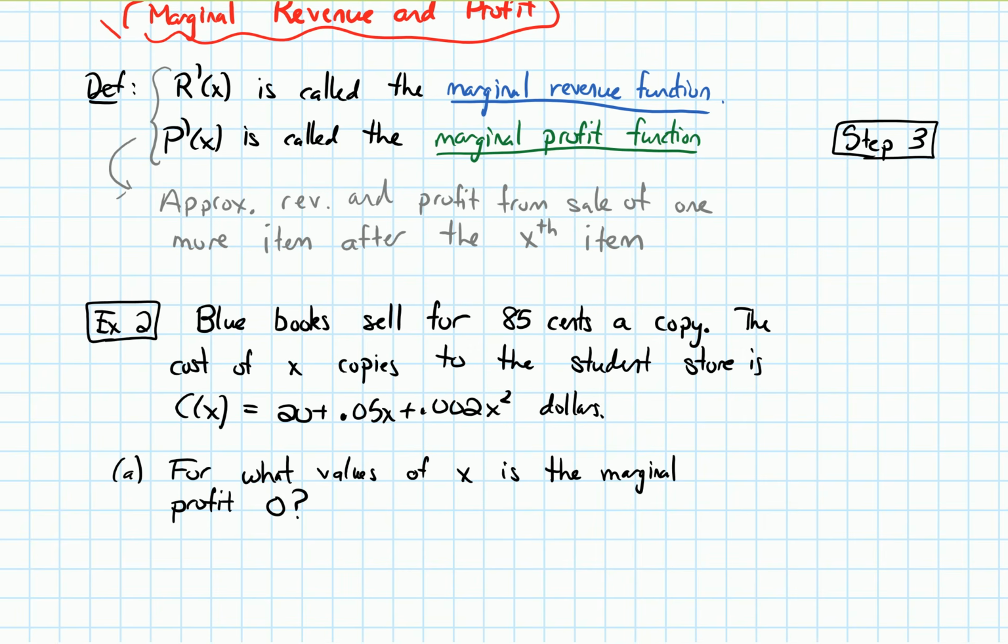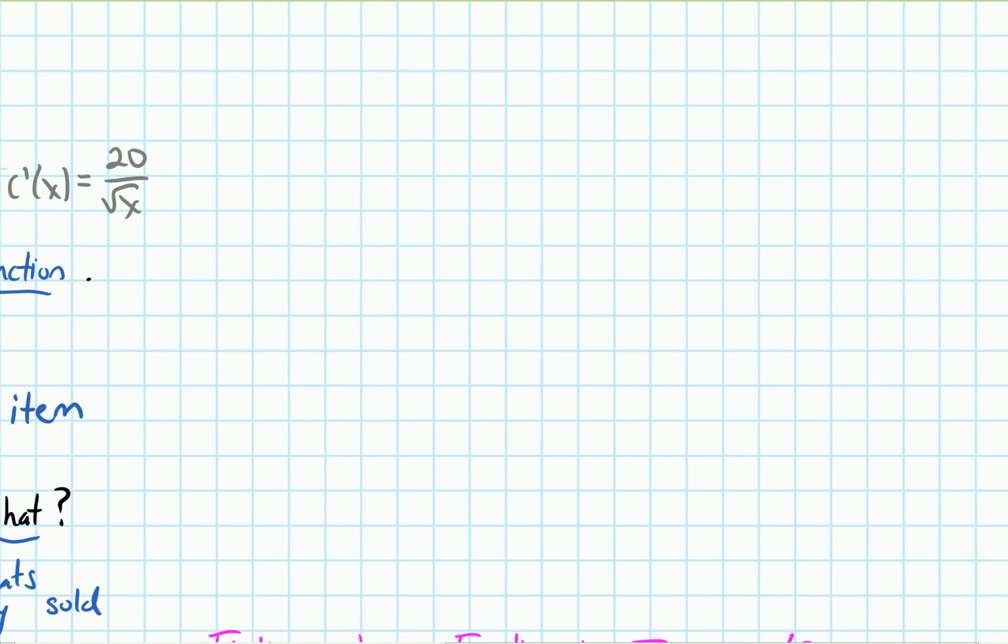Okay, so the marginal profit using this marginal profit function is p prime of x. So we want to set p prime of x, the derivative of profit, equal to 0. To do that, I'm going to need the profit function. So we're going to need to get the revenue and the cost. Let's begin with the revenue, because we already have the cost function.